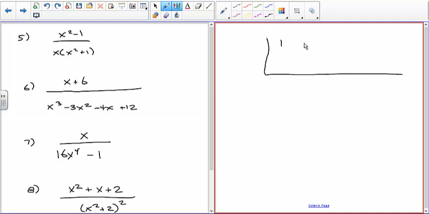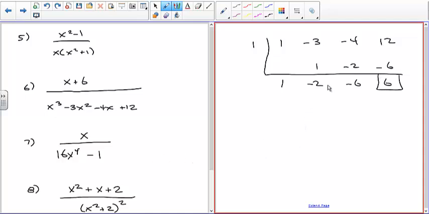So we take the coefficients of the denominator, and we're going to guess. Okay, so I'm going to guess 1. So 1, bring that down. 1 times 1 is 1. Negative 3 plus 1 is negative 2. Negative 2 times 1 is negative 2. Add these together, you get negative 6. 1 times negative 6 is negative 6, and so you get 6. Okay, so that didn't work.